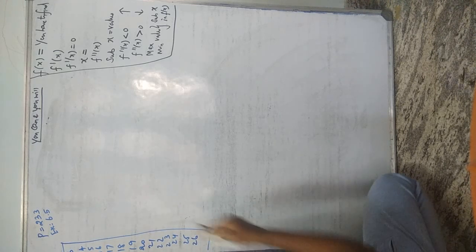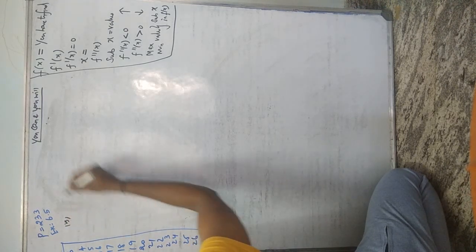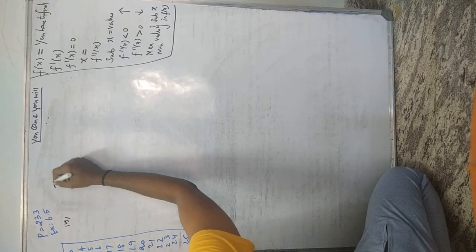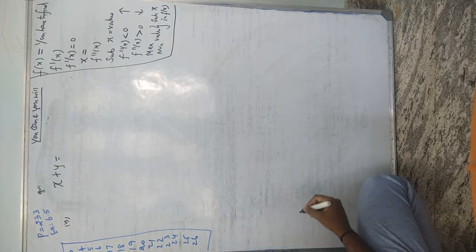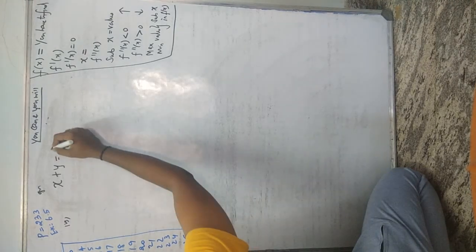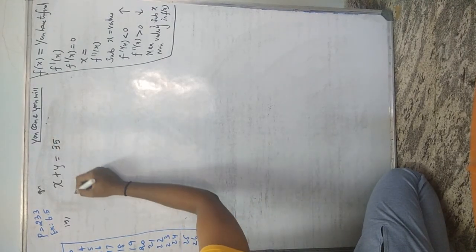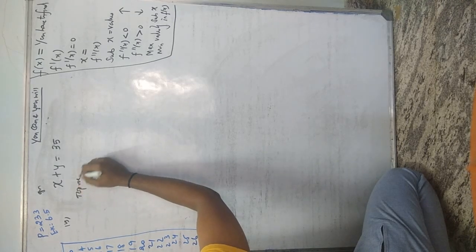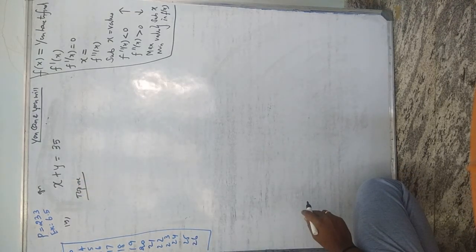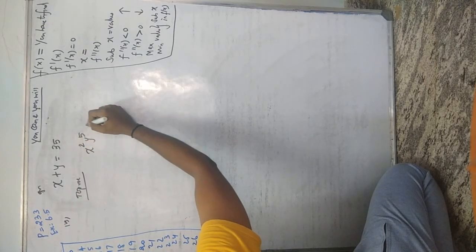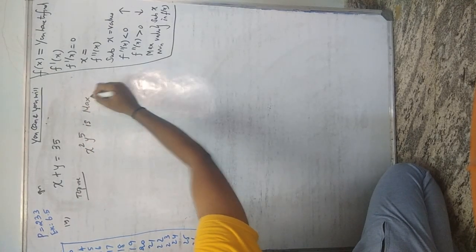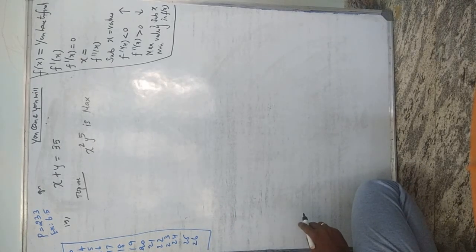The next one is the 15th one. Find two positive numbers x and y whose sum is 35. Same model. So 15th sum. First, what is given is x plus y equal to 35. Okay. So to prove, x square y power 5 is what I have to prove. Maximum or minimum? I have to put maximum.